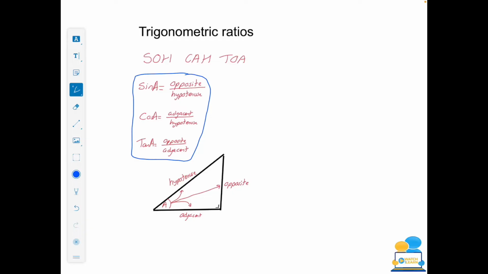To remember that, I use, I guess you call it a rhyme, SOH CAH TOA. So sine is opposite over hypotenuse, cos is adjacent over hypotenuse, and tan is opposite over adjacent. If you have your own way of remembering it, that's fine. Just make sure you know some way of remembering it.